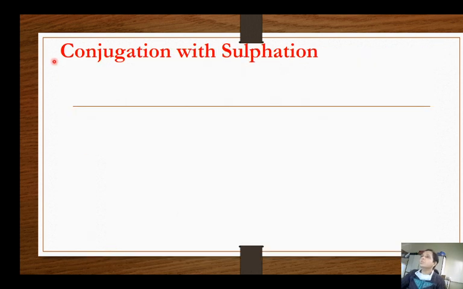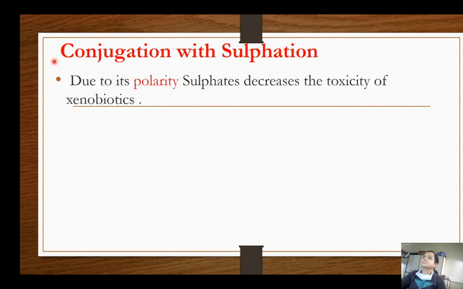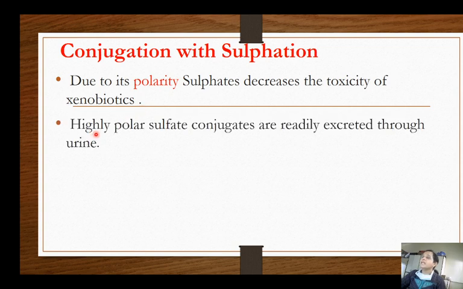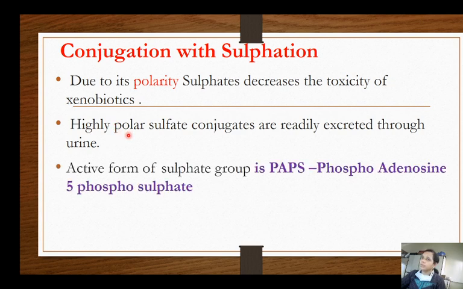Next, we move to the second conjugating agent, that is sulfation. Due to its polarity, sulfates decrease the toxicity of xenobiotics. Highly polar sulfate conjugates are readily excreted through the urine. Sulfates being charged, they are highly polar, so they are easily excreted through urine.